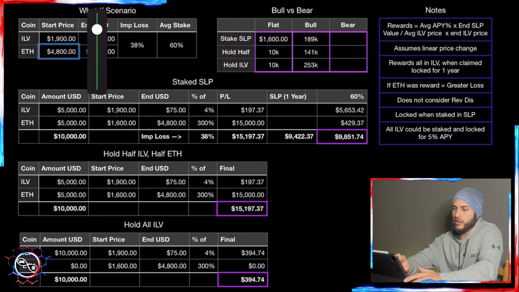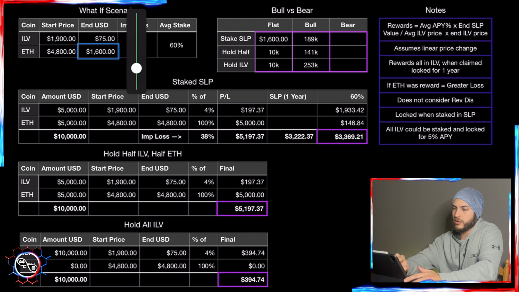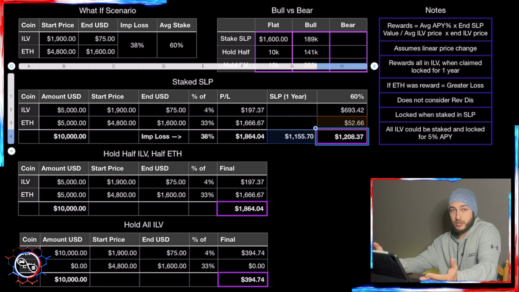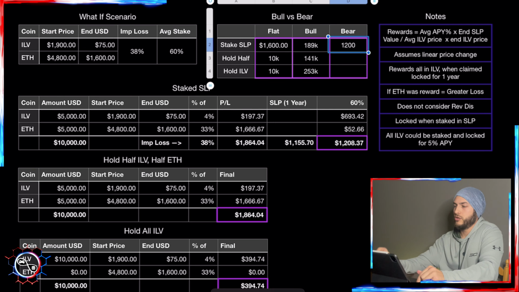Peak of the market for ETH, we're at 48 and we're going down to the current 16. Again, it's still that same impermanent loss, the same average returns we're looking at for the SLP pool. So staking it, you're going to end up with a total of about $1,200. Doesn't look good, but think about this as going through a bad bear market. So we're at $1,200 right there.